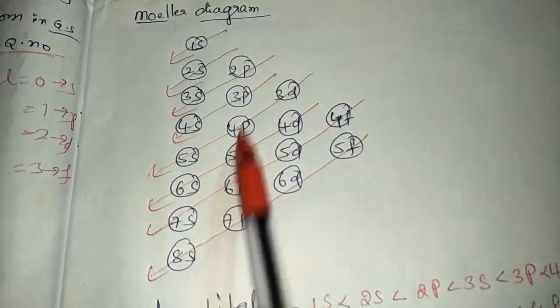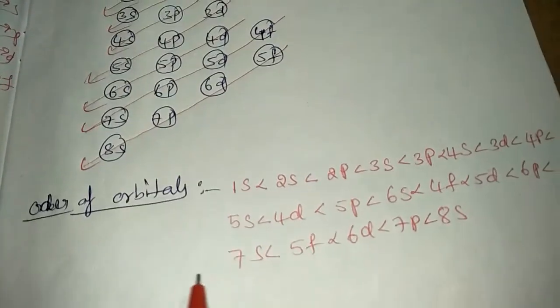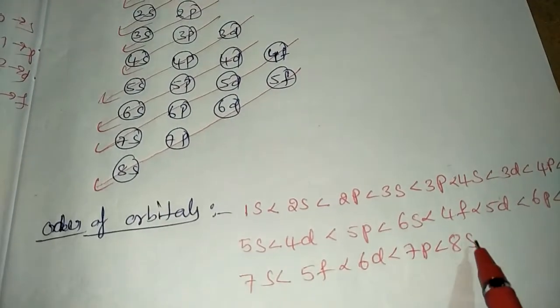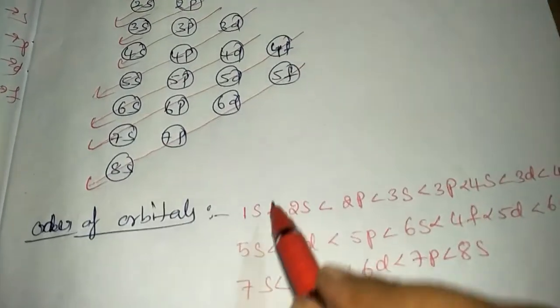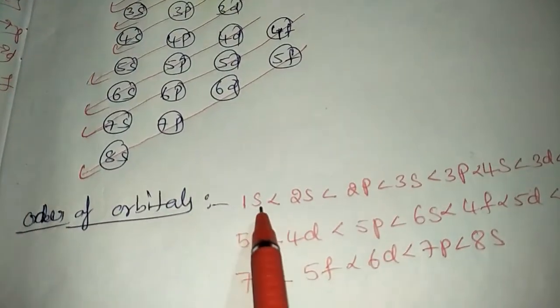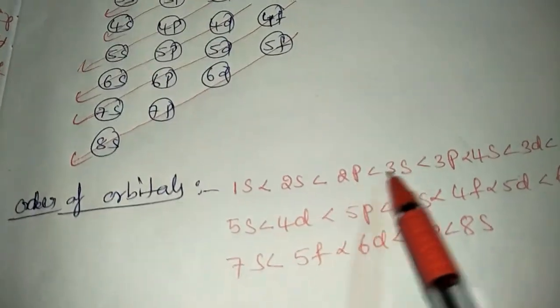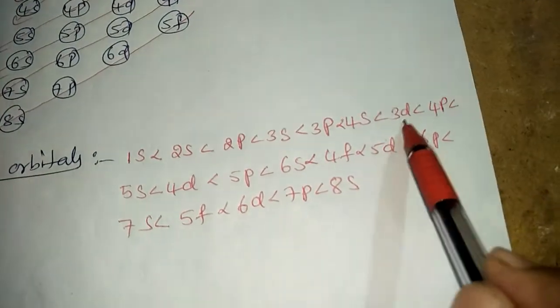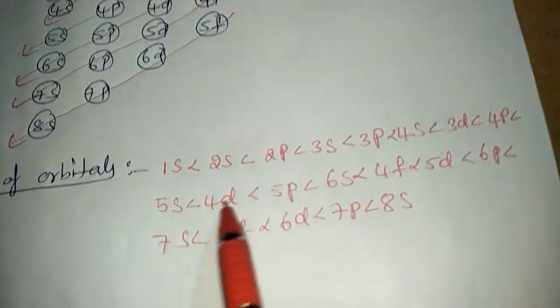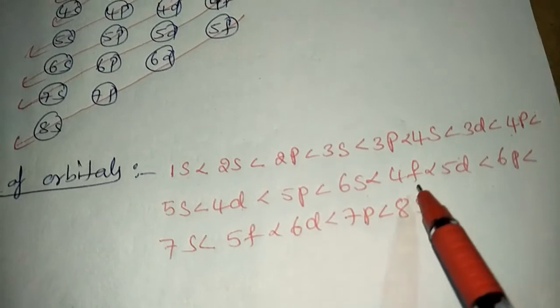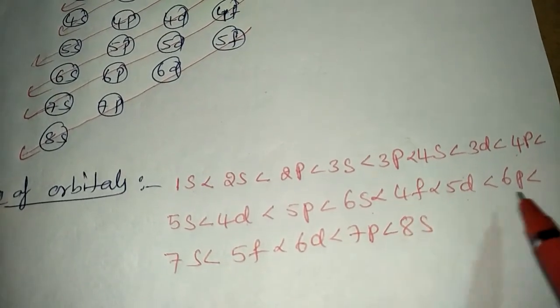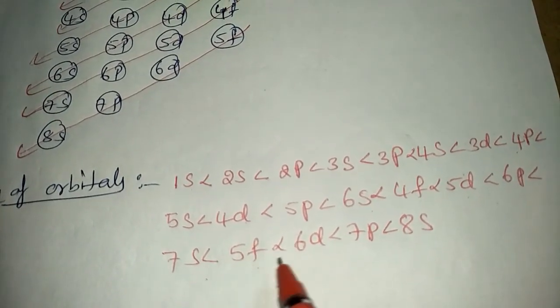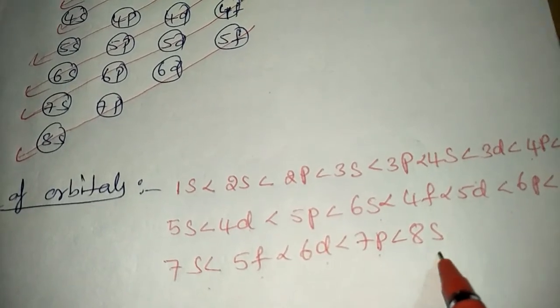So from this diagram we can easily remember the order of energy of orbitals. First the electron enters into the 1s orbital, after that 2s, 2p, 3s, 3p, 4s, 3d, 4p, 5s, 4d, 5p, 6s, 4f, 5d, 6p, 7s, and 5f, 6d, 7p and 8s.